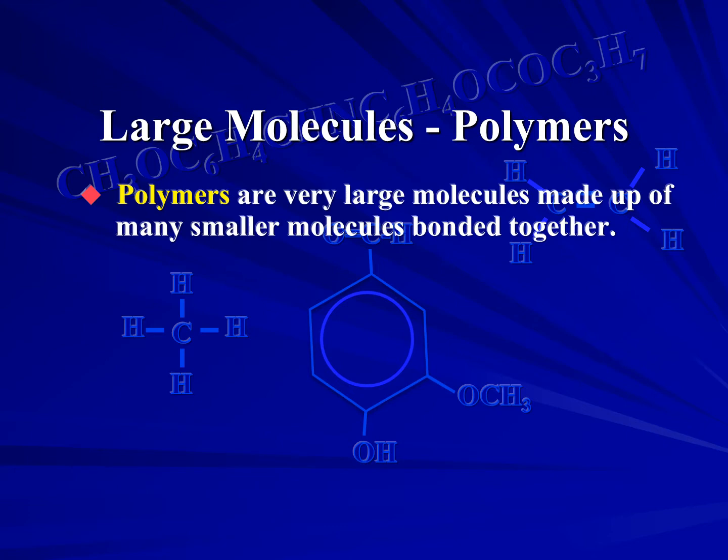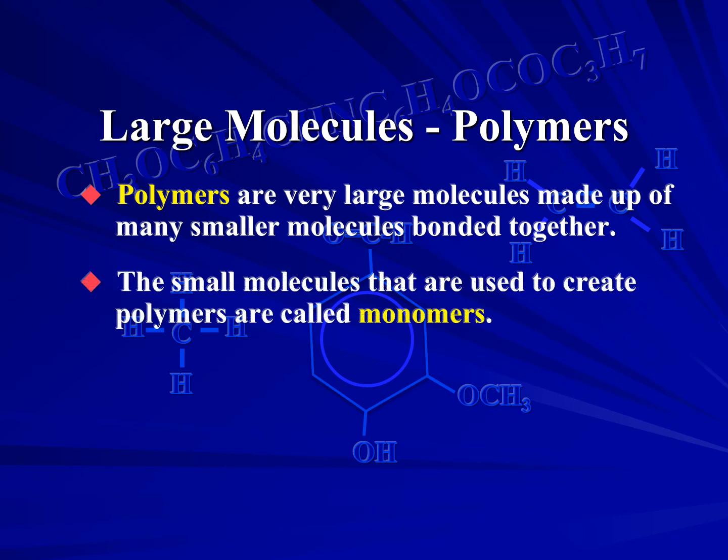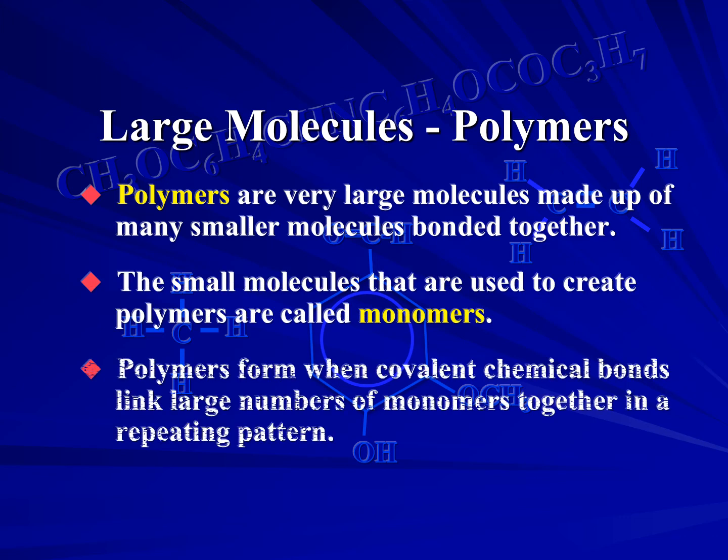Polymers are very large molecules made up of many smaller molecules bonded together. The small molecules that are used to create polymers are called monomers. Polymers form when covalent chemical bonds link large numbers of monomers together in a repeating pattern.